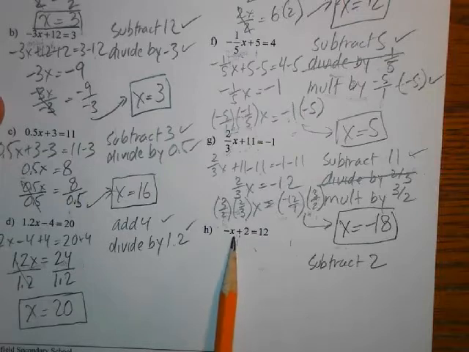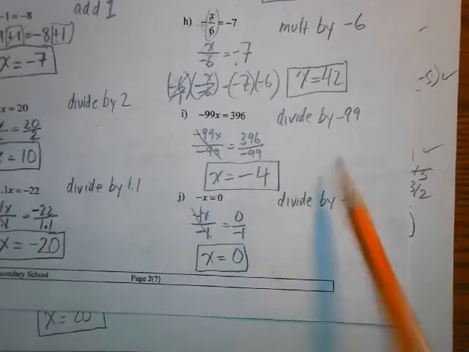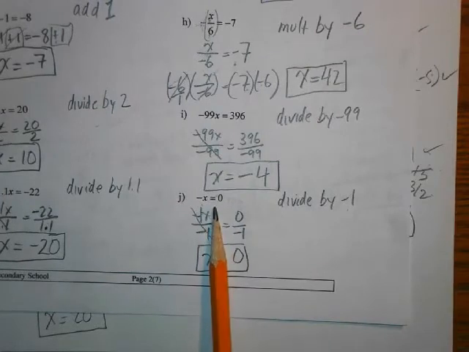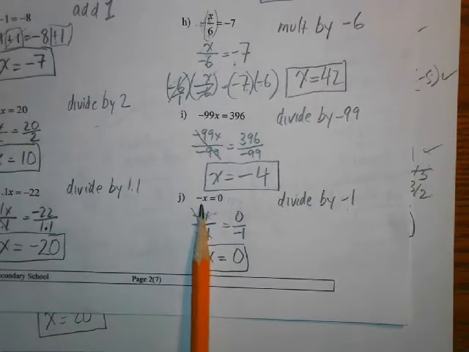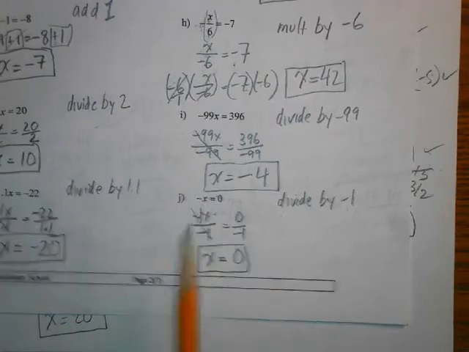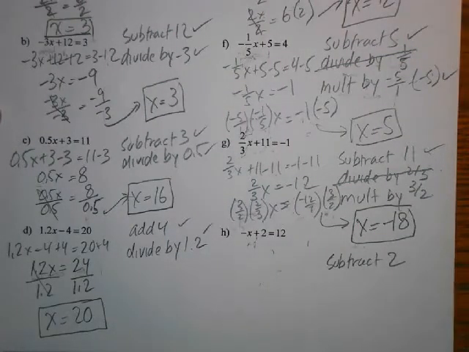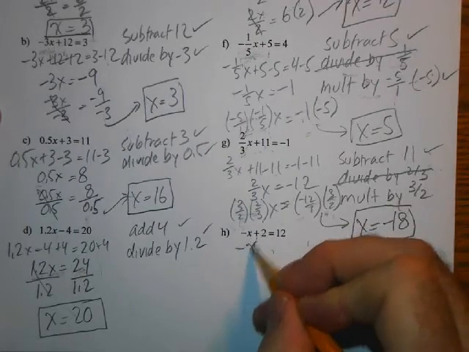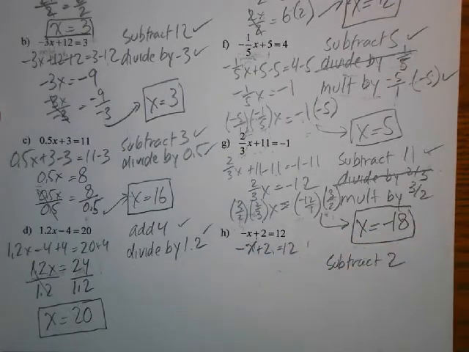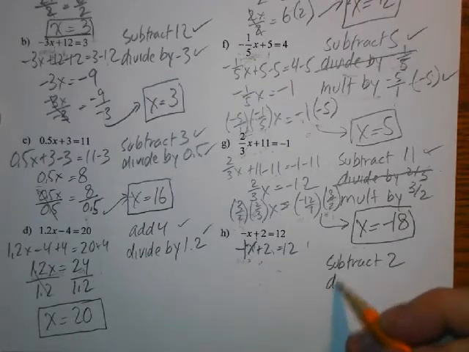Now, what's happening to the x here? If you remember the last example on the first page, we had negative x equals 0. We talked about how negative x is really the same thing as negative 1x. So I can do the same thing here. I'll write that as negative 1x plus 2 equals 12. So now we think: first we subtract 2, and then since what we did was multiply by negative 1, the opposite of that would be divide by negative 1.